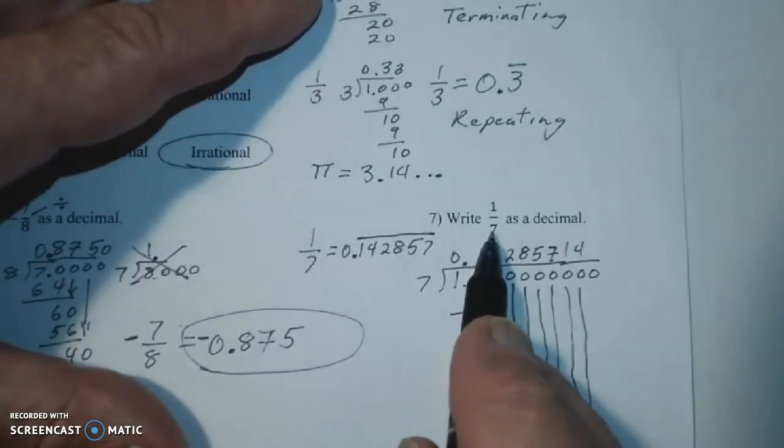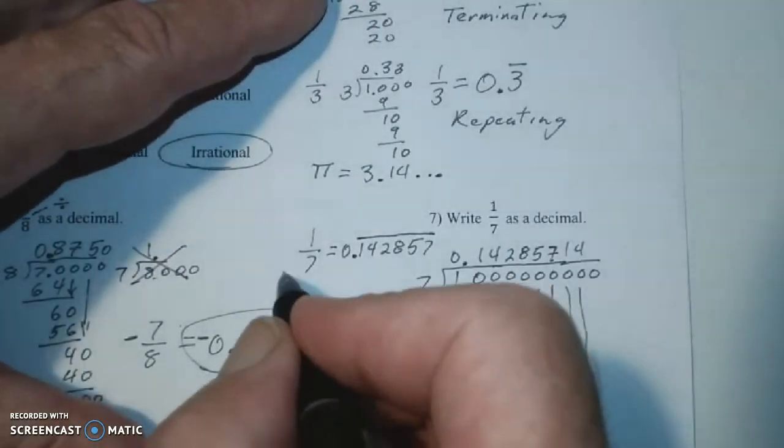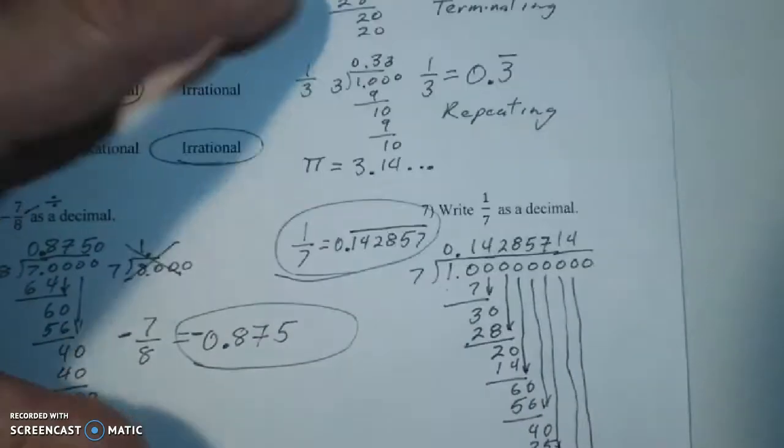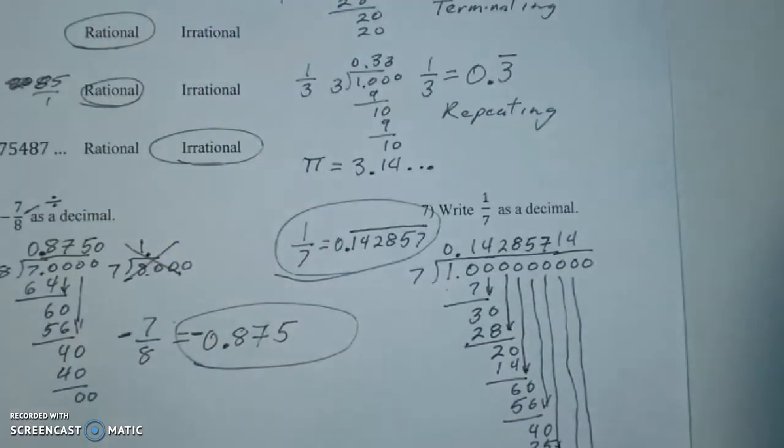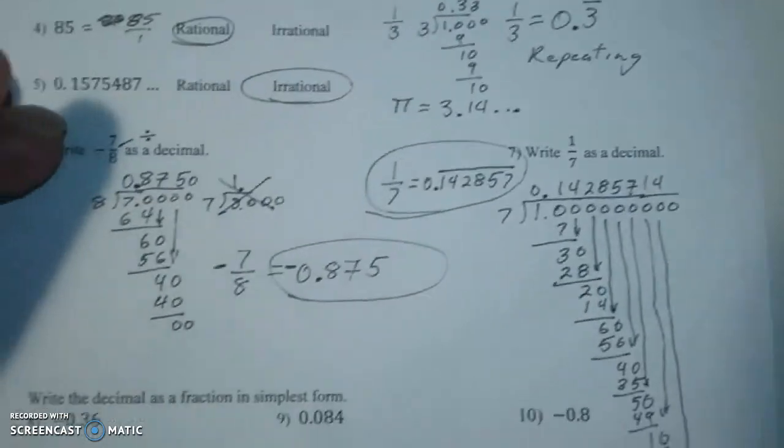It was a positive fraction, so yes, we should have a positive decimal. Right. Next part.